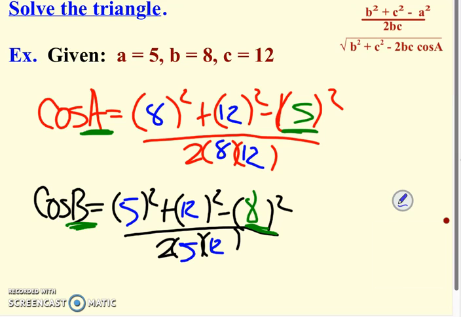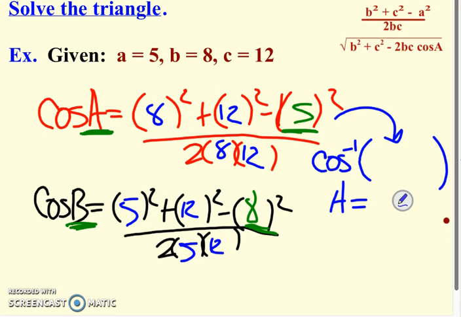Now, like yesterday with the law of sines, you're doing an angle calculation. So what you need to do to get the angle is the inverse cosine of that expression, which will give you angle A. And the inverse cosine, again, down here.